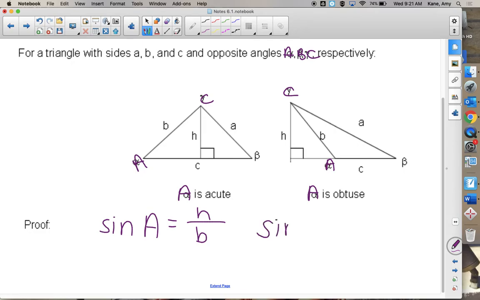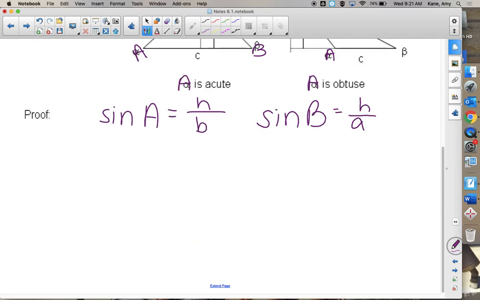We can also find the sine of angle B because it's on that other corner right here. The sine of angle B would be H over A. B is on the other side. It's also across from that perpendicular altitude, which forms our 90-degree triangle. So we have a triangle on the left and a triangle on the right. What do you notice that's similar in both of these? The H, and they both have an H in the same spot. Same location, it's in the numerator of the fraction.